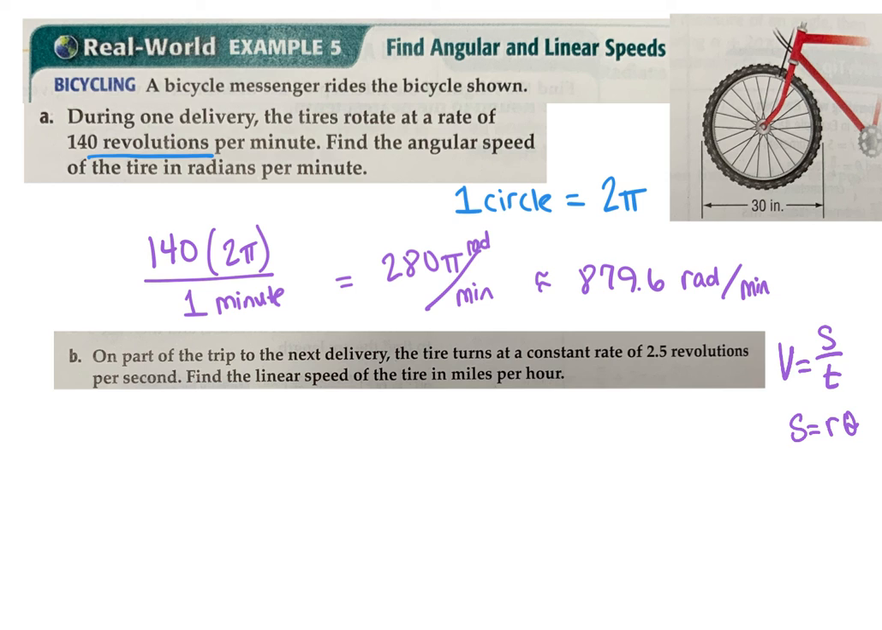So if I'm talking about my theta here, they gave me theta in terms of revolutions per second, right? If I took a tire and did one revolution, that would be 2 pi, because that's what it means. They said 2.5 revolutions per second. So what is theta? Theta is 2.5 revolutions. Well, what's a revolution? It's 2 pi. So I'm going to take how many revolutions I have and multiply it by 2 pi.